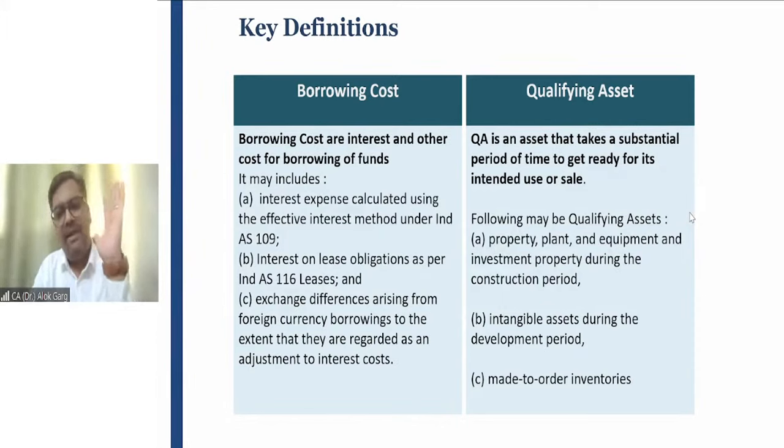The standard will only be applicable if it is a qualifying asset. If the money is used for a qualifying asset, what is the definition of a qualifying asset? One which takes a substantial period of time for getting ready for intended use or sale. Intention is important. When the intention of the management is to sell the plot of land, the land is not a qualifying asset. But when the intention of the management is to develop this land, it becomes a qualifying asset. Is that clear?